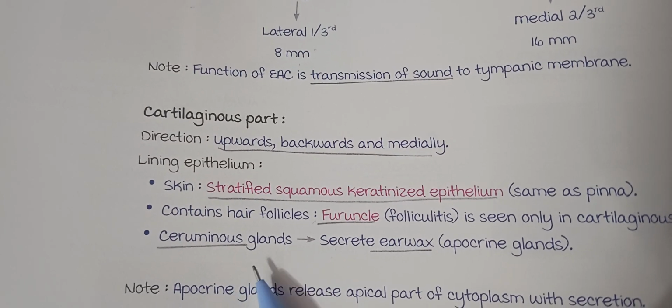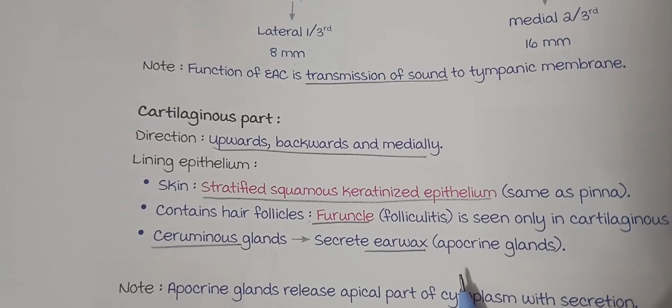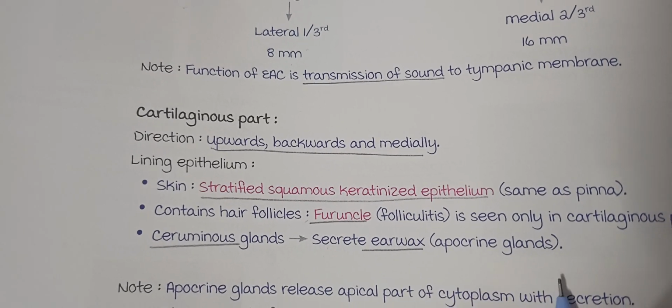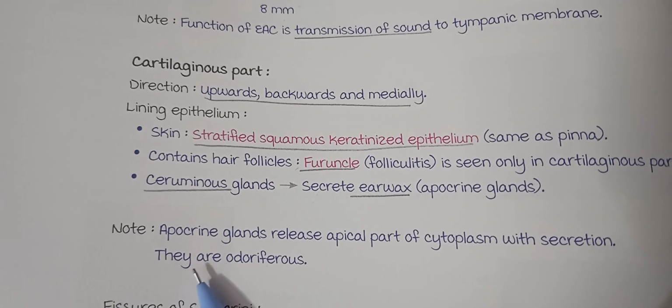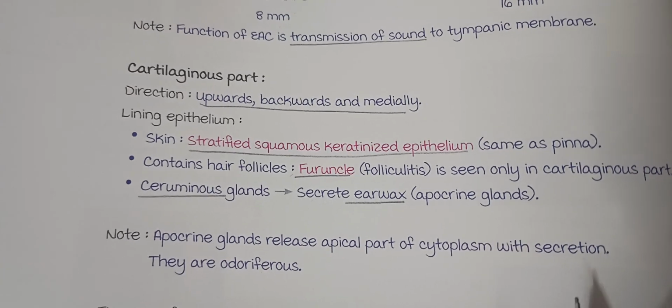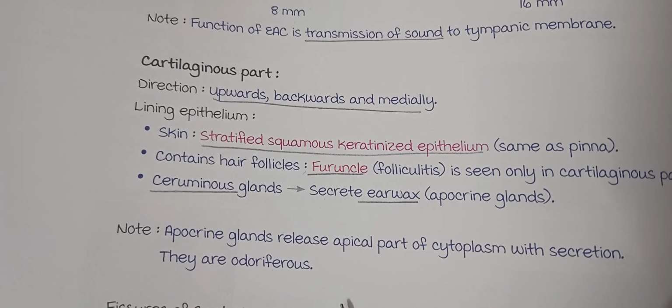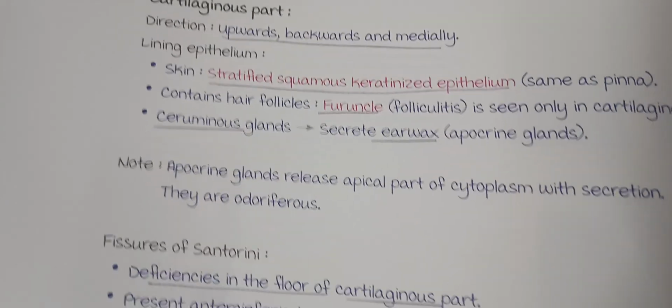Now the cartilaginous part also contains ceruminous glands which secrete earwax, and these glands are apocrine glands. What are apocrine glands? They release the apical part of the cytoplasm with the secretion. They are odoriferous, meaning their secretion will have some odor.